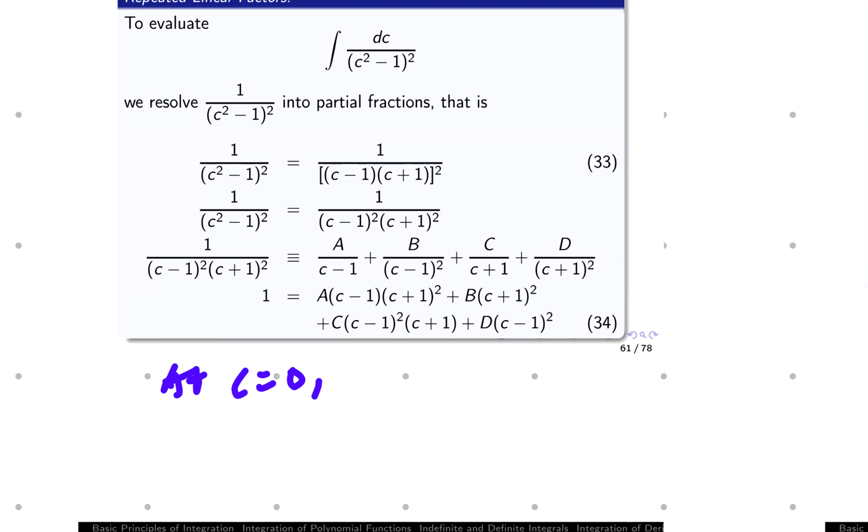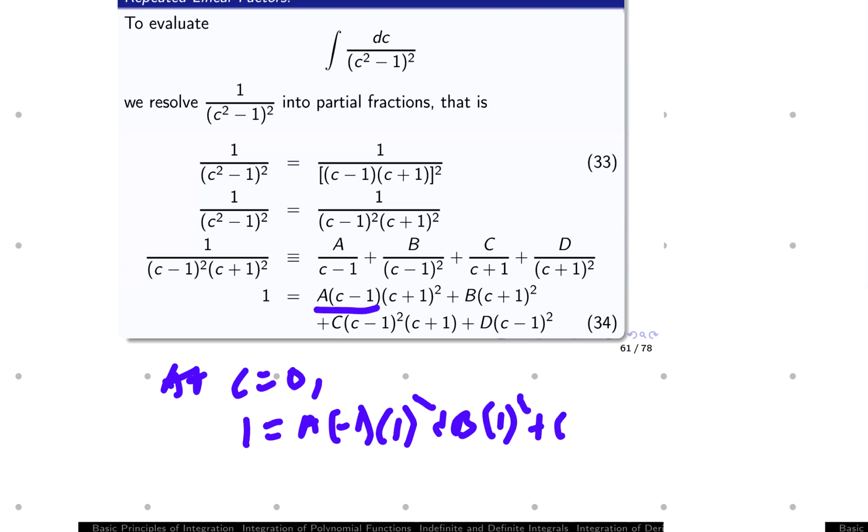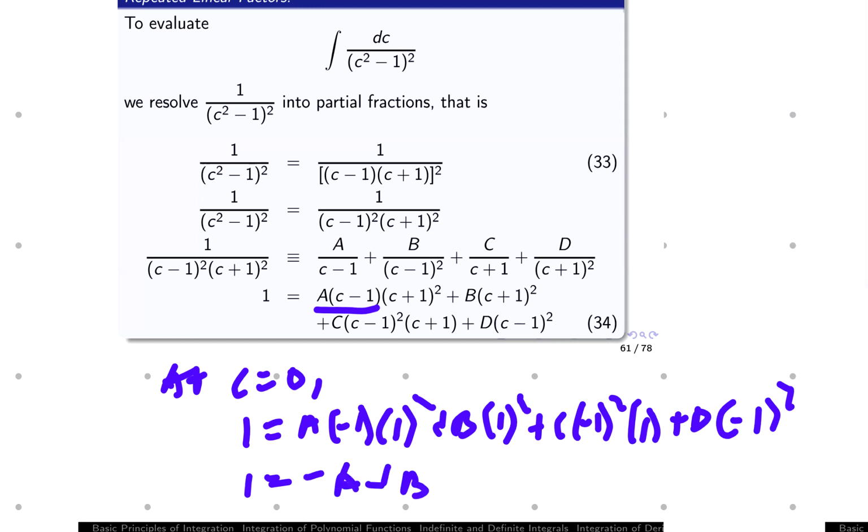So at c equals 0, right? 1 equals, it means you have a into minus 1 into 1 all squared plus b into 1 squared again plus c into minus 1 squared into 1 plus d into minus 1 squared. So that means you have 1 equals, what's this? This is minus a plus b, then here plus c now, and here plus d.